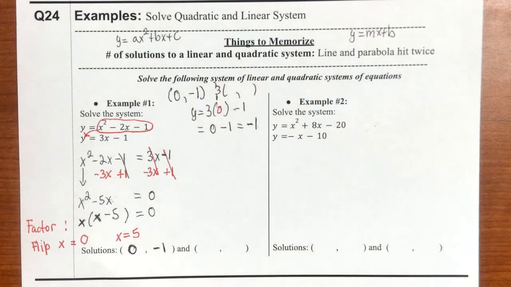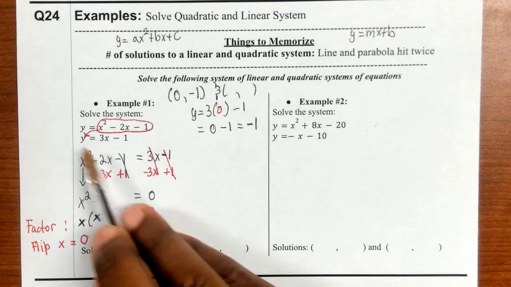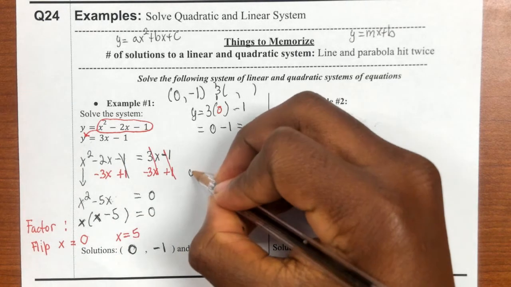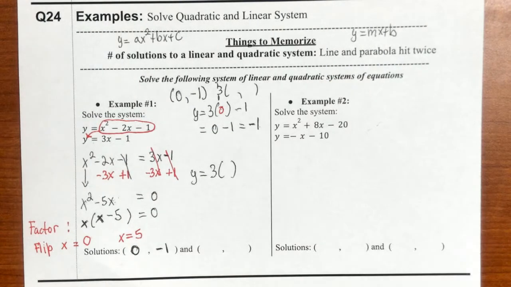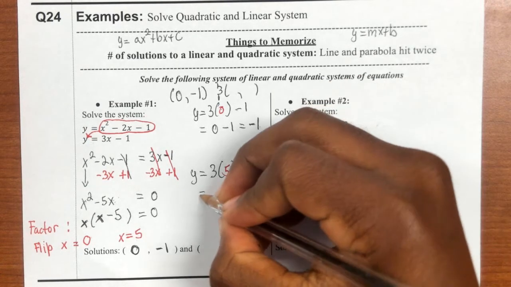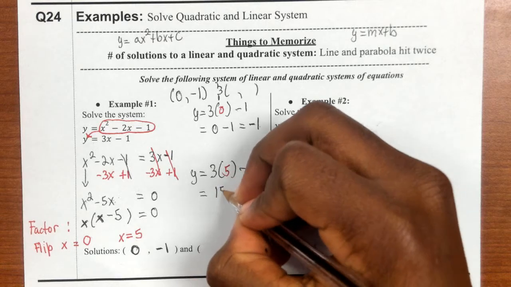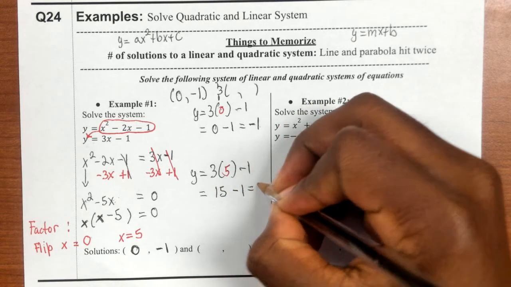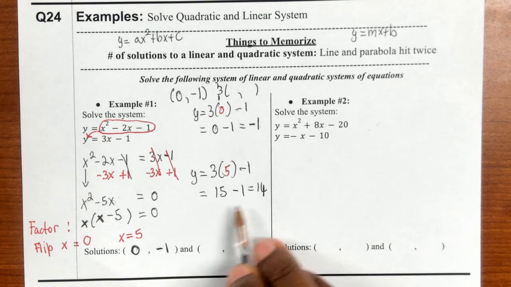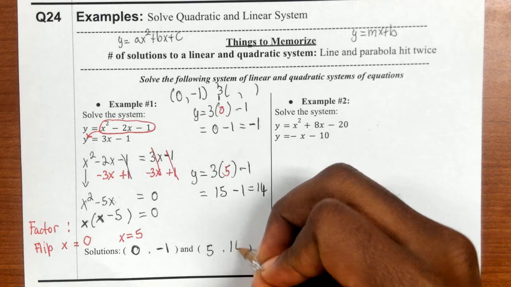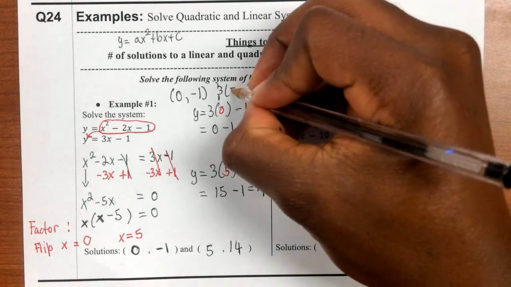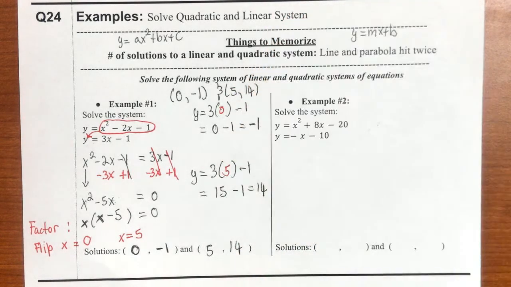Okay, so now I'm going to plug in my 5 into that shortest equation. So I'm going to write y is equal to, I'm going to replace the x with parentheses 5, alright? And then minus 1. So 3 multiplied by 5 is 15. 15 minus 1 is 14, alright? And now we have our second solution. When x was 5, the y that went with it was positive 14, alright? And that would be how you do it. So let's try the next one, guys.